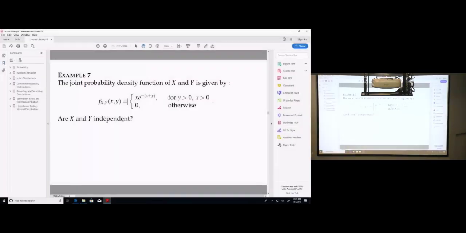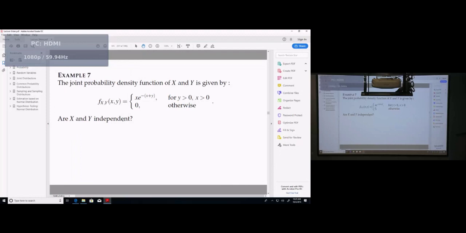All right. So this is a very useful situation, because if you go back and look at this, here, for example 7, f_XY equal to x e to the power minus (x plus y) is actually this.